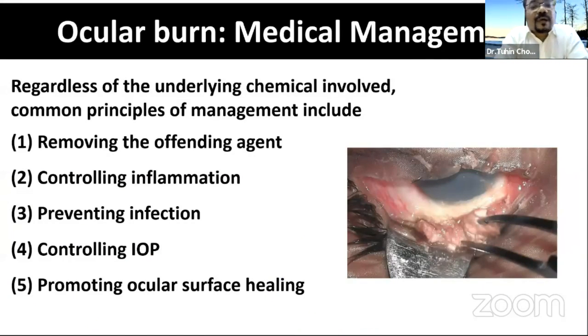Regardless of the underlying chemical involved in acute chemical injuries, we have to do the medical management as well as the surgical management together, side by side. You have to remove the offending agent, control the inflammation, prevent infection, and then control intraocular pressures. And in all the cases, we have to promote ocular surface healing. If we don't do that, then there will be a lot of cicatricial complications later, that means up to 3 to 4 weeks' time.